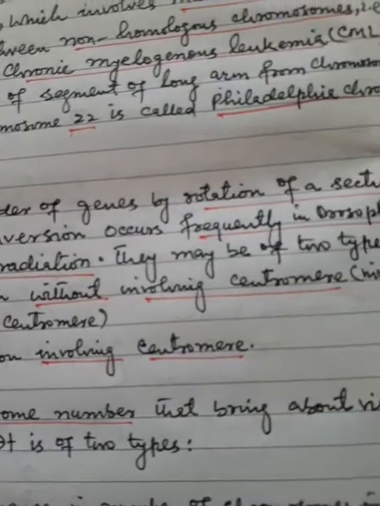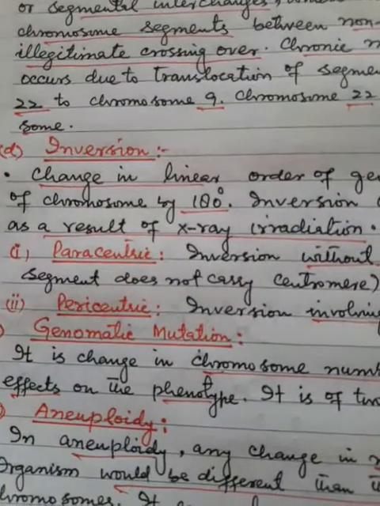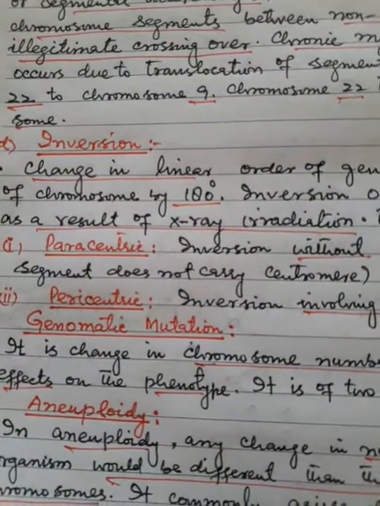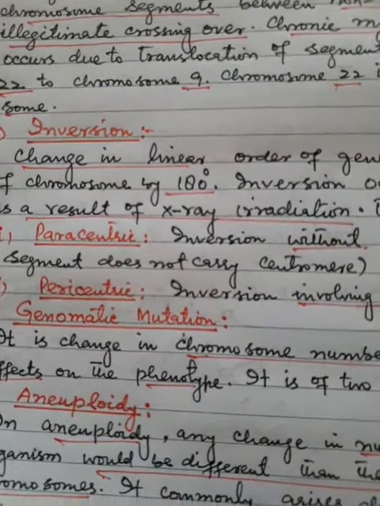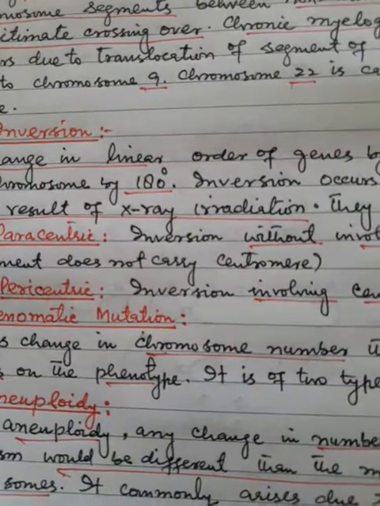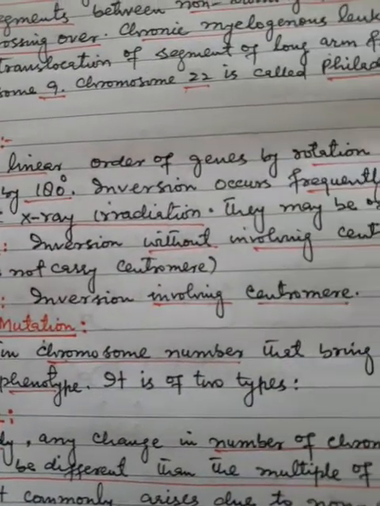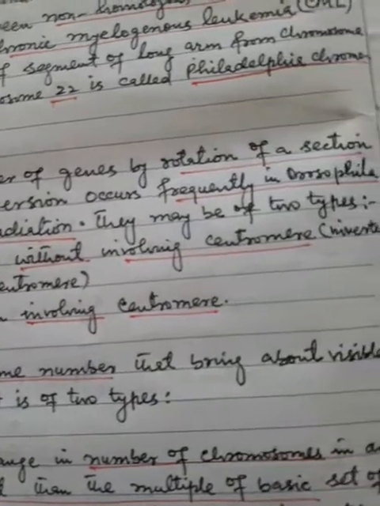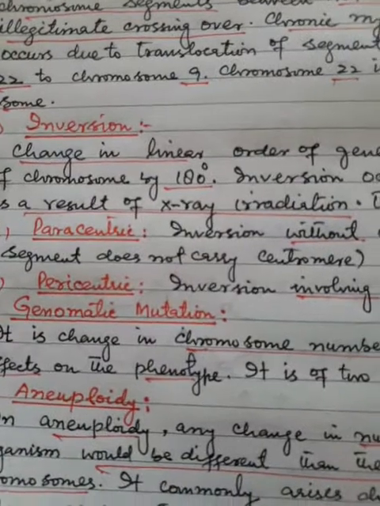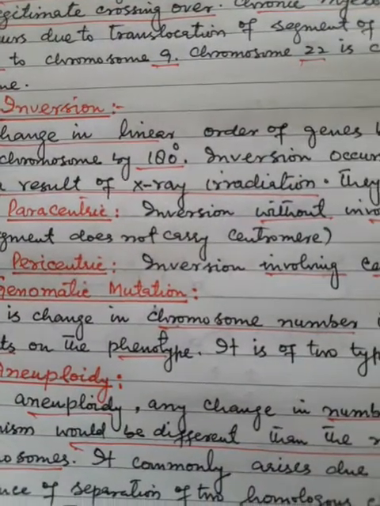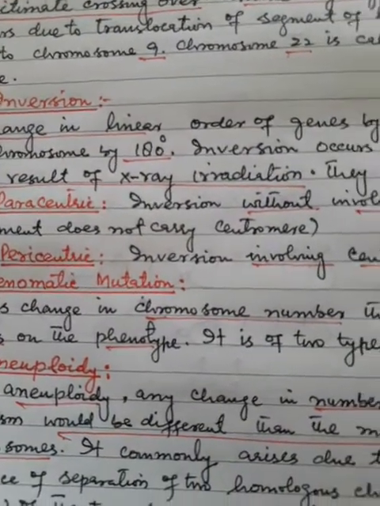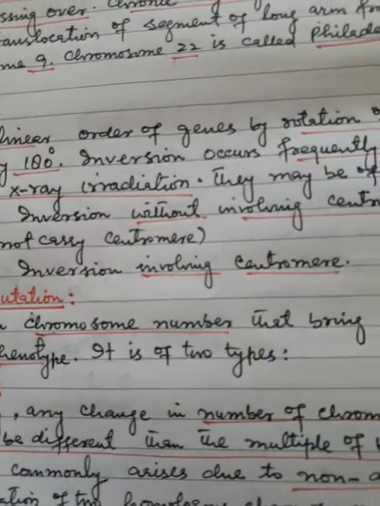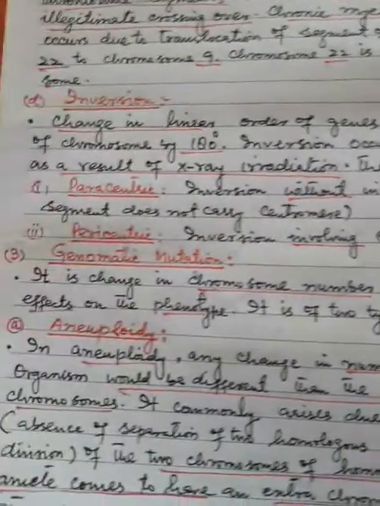They may be of two types. Number one, paracentric, and number two, pericentric. Paracentric is inversion without involving the centromere; the inverted segment does not carry the centromere. Now pericentric is inversion involving the centromere.